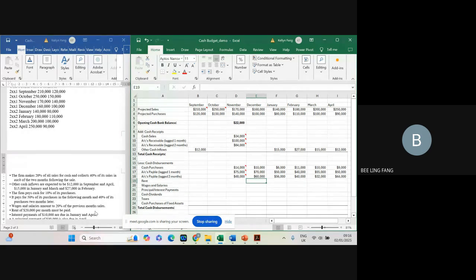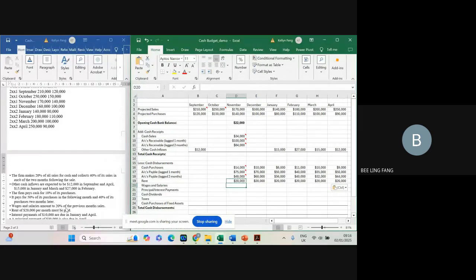Okay, so rent, wages and salary amount to 20% of the previous month. So wages. Okay, rent first. Rent is 20,000 per month. Oh, rent is fixed. Rent is fixed 20,000. Okay, you can just copy paste. Fixed.